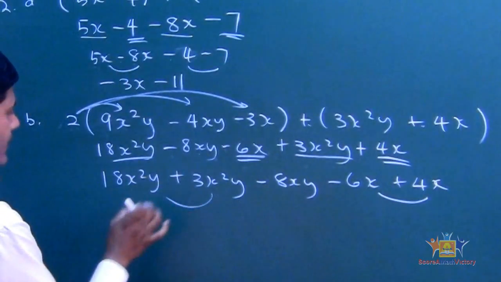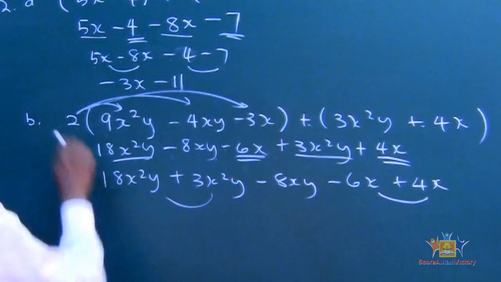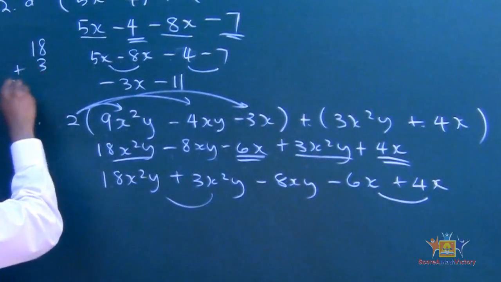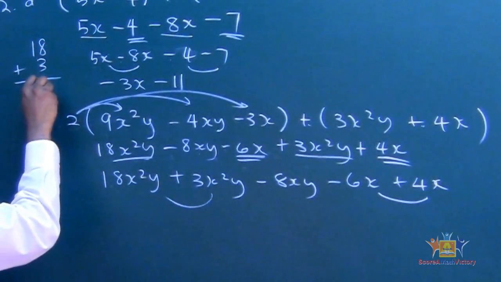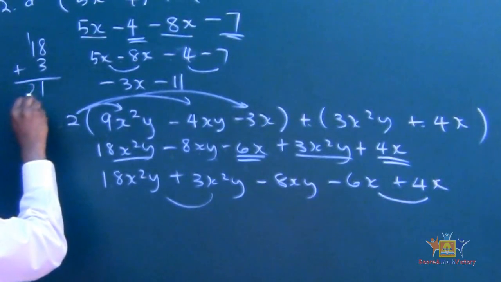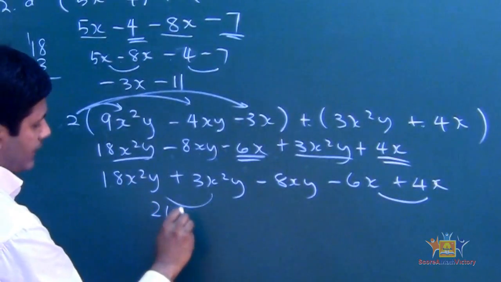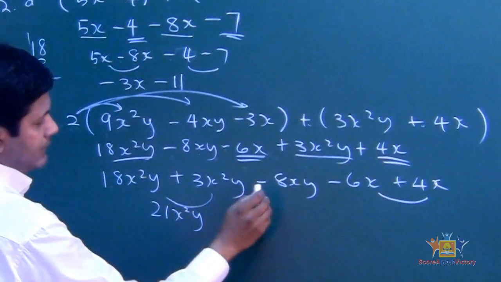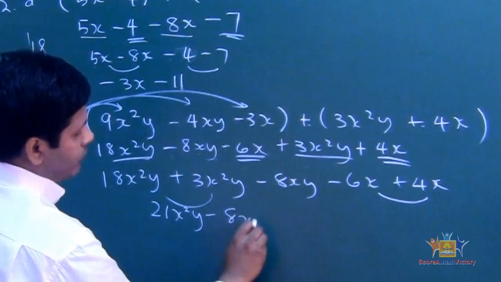Alright, let's combine this. 18 plus 3. So 18 plus 3, line them up. 8 plus 3 is 11. 1, carry 1. 1 plus 1 is 2. So it's 21x squared y. And then this one got nothing, just rewrite it.